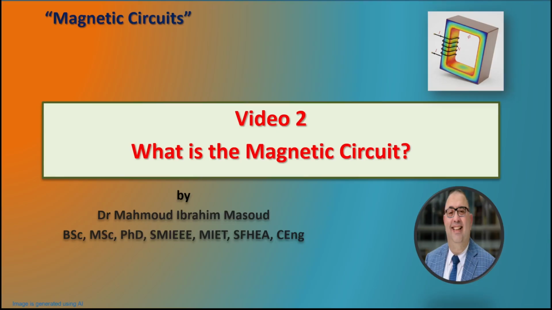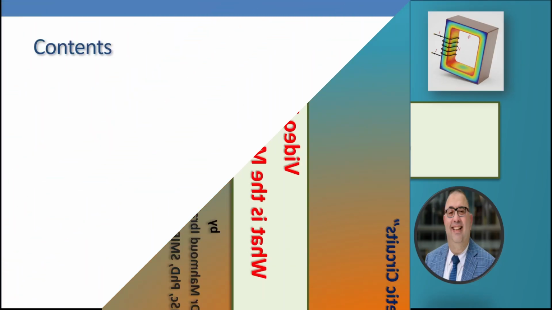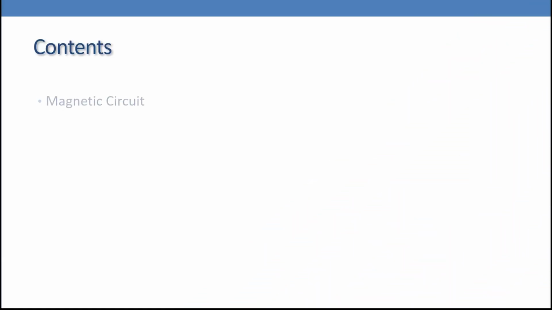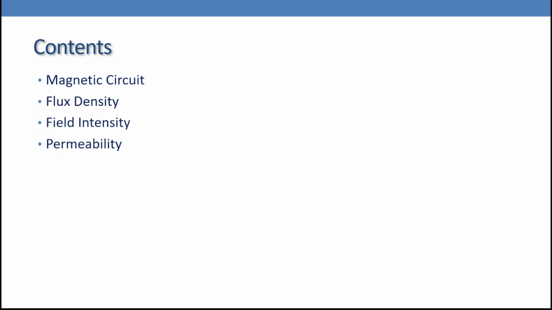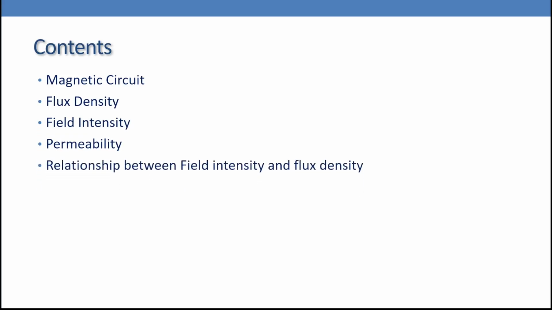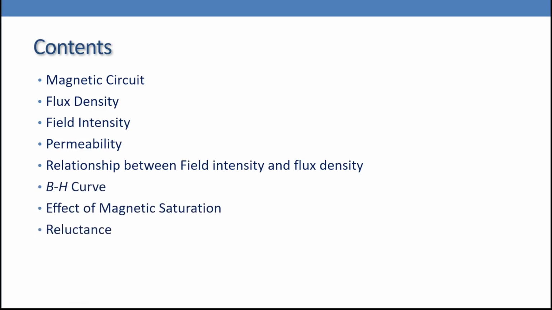Hello everyone and welcome to video number 2 in the magnetic circuits course. What is the magnetic circuit? So let's start. In this video we are going to cover what is the magnetic circuit, flux density, field intensity, permeability, the relationship between field intensity and flux density, the BH curve, effect of magnetic saturation, and the reluctance. We are going to summarize this video at the end.